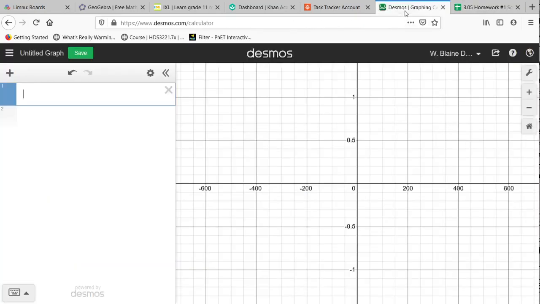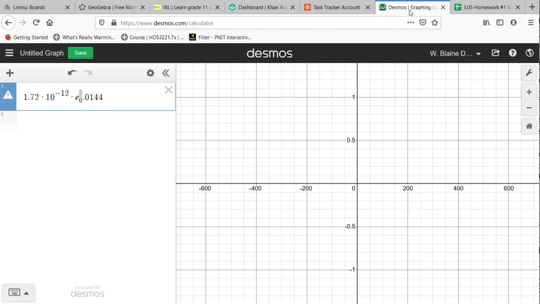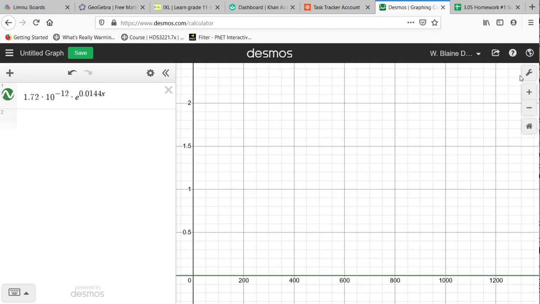So that is 1.72 times 10 to the negative 12. But that reads e differently, so we'll actually have to do times 10 to the negative 12 times e, and our exponent here is 0.0144x. I forgot changing tabs takes that out of our function. So we now have the function graphed, although it doesn't really look like it because our y is so low.